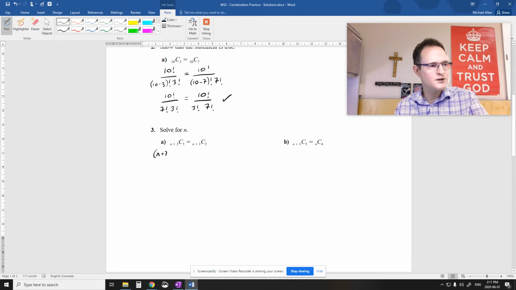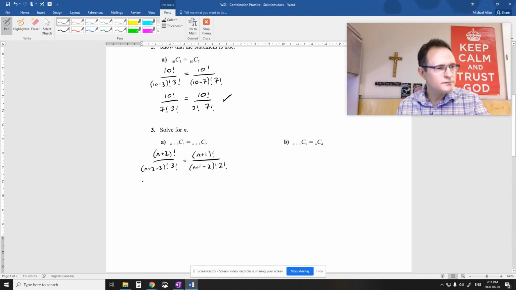So I'm going to have n plus 2 factorial. And then on this one here, I'm going to have n plus 2 minus 3, because this is the n minus r, factorial, 3 factorial. And on the other side, I'm going to have n plus 1 factorial. And this is going to be n plus 1 minus 2 factorial, 2 factorial. Cool. Let's simplify this down just a little bit here. N plus 2 factorial. N plus 2 minus 3, that's n minus 1 factorial, 3 factorial. And then on this side, I'm going to have n plus 1 factorial. And then n plus 1 minus 2, that's also n minus 1 factorial, 2 factorial.